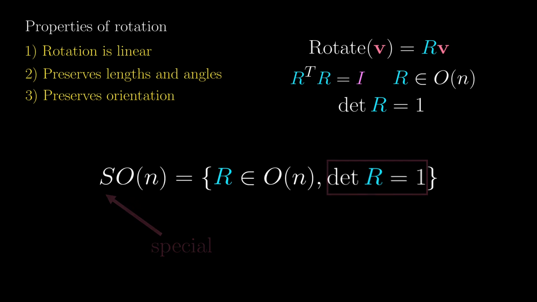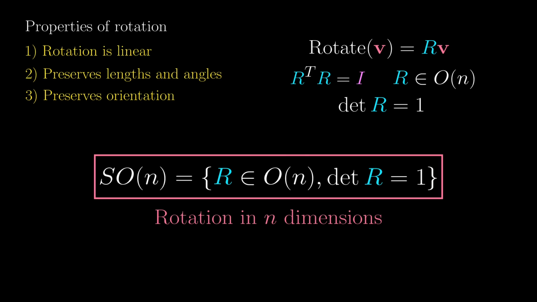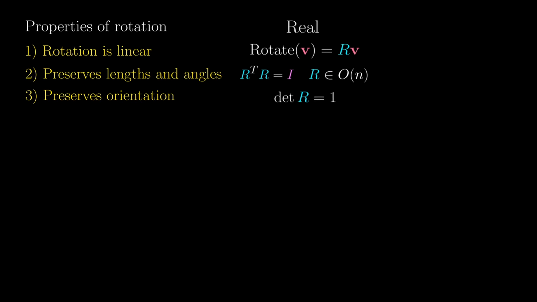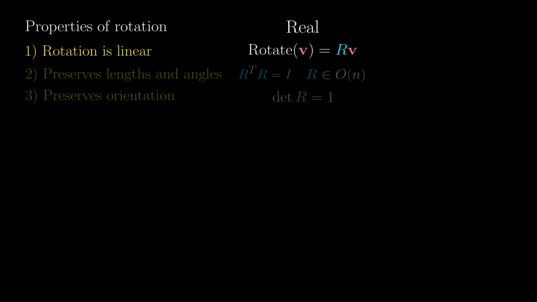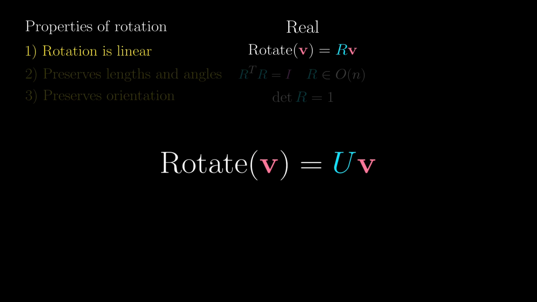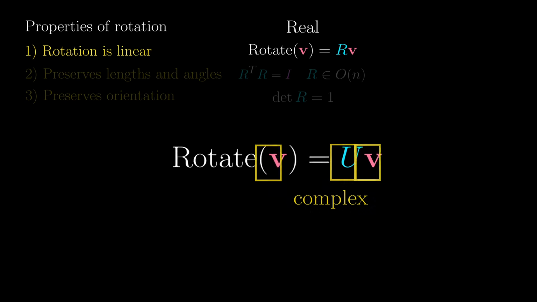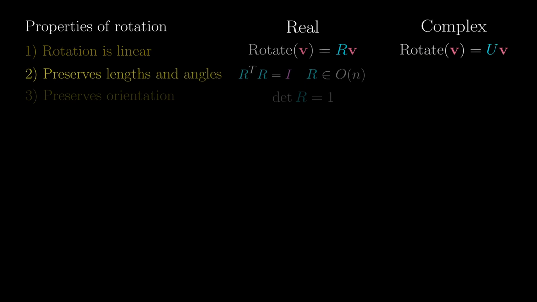So this is how we rotate real vectors in n dimensions. What if we want to rotate complex vectors? How should we modify these arguments and the corresponding matrix properties? Well, the first property remains unchanged. We denote this complex case with the matrix U instead. The only difference is that now the matrix U and the vector v are both complex. Okay, so let's move on to the second property of rotation.